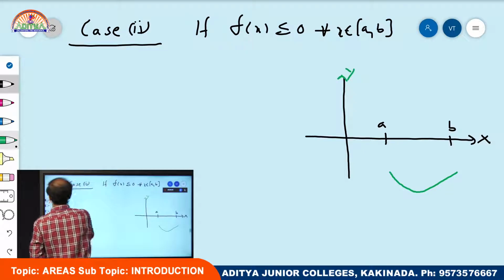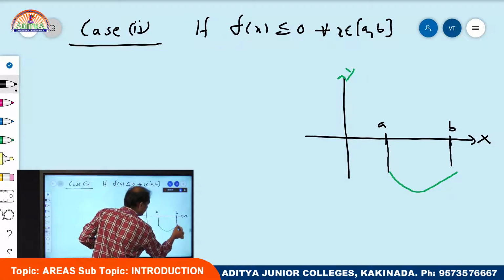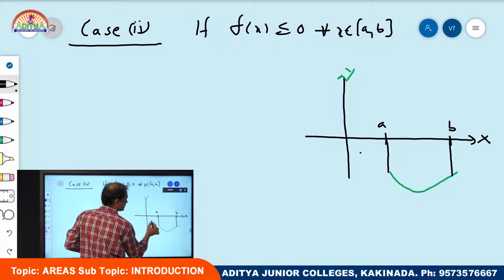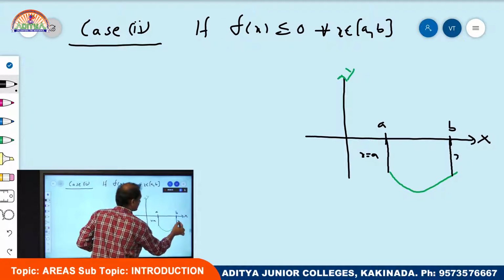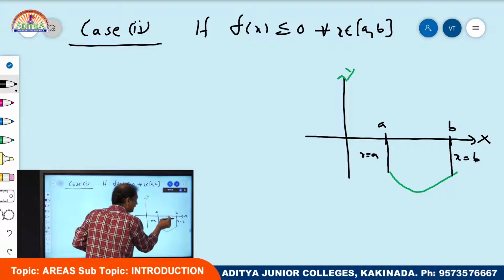Now, I am going to bound this region by considering these two lines, x equal to a and x equal to b. This line is called as x equal to a and this is x equal to b, and this is x-axis. Now, here there is a bounded region. How we can calculate the area of this region?